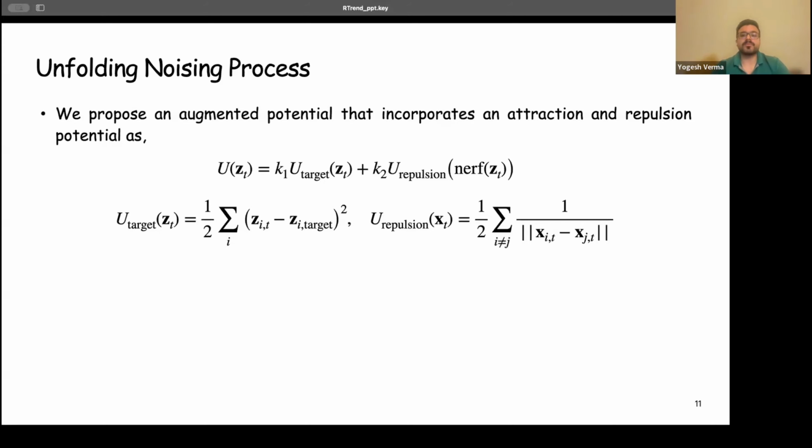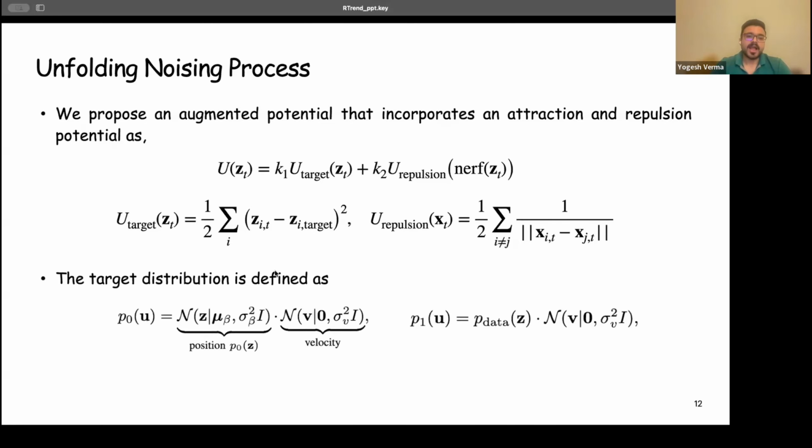So this makes sure there is a repulsion between them. And using this process, we define a target distribution, which is for both the position and the velocity, since we are modeling a second order system. The velocity, we always assume, is from a certain Gaussian distribution, which is easy. And in the position one, we assume it's at a certain mu beta and sigma beta.